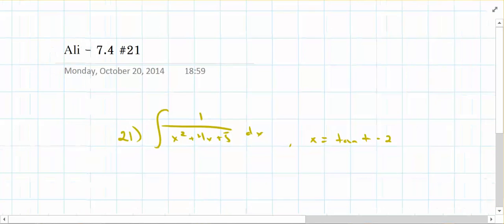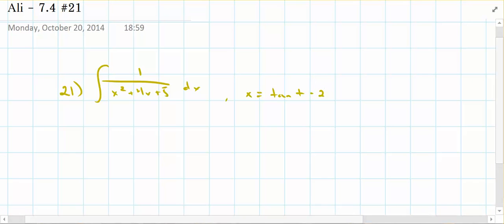Right here we have the integral of 1 over x squared plus 4x plus 5 dx, and the exercise problem says that we should use substitution to find the integral.